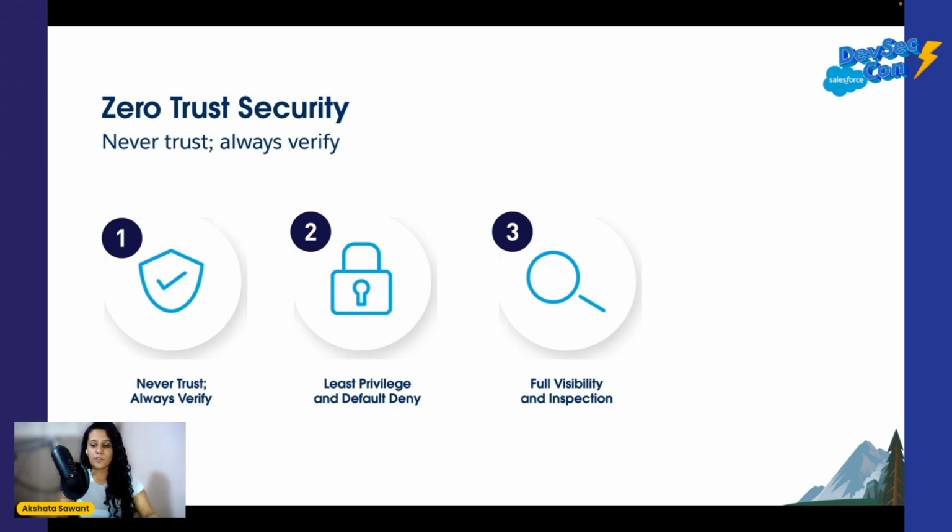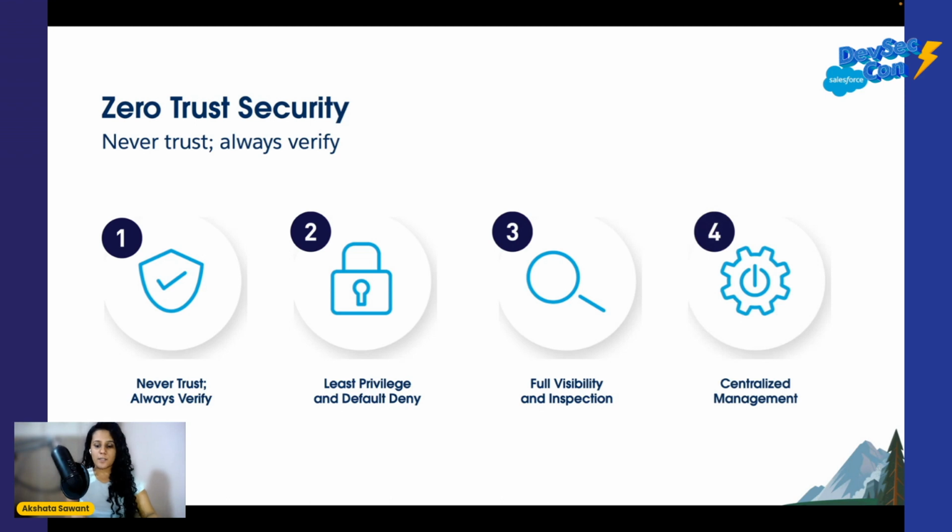Apart from that, we are also concerned about centralized management. As we said, the APIs are sprawling across different environments, and that's the reason we do not have a centralized management system. When centralized management lacks, you're not able to have full control over your APIs, and that's where there are loopholes in security. So the four pillars are: we are not going to trust anyone; we are going to give the least privileges and access, and by default it will be deny; we're going to have full visibility and control of our APIs; and we are going to do all of this via a centralized management approach.